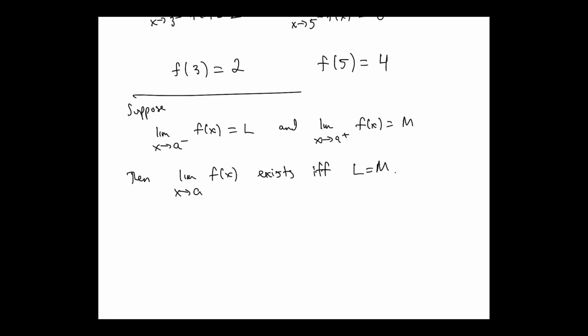Okay, so the way I like to think of that is that I'm coming from both the left and the right simultaneously, right? Under what conditions does the limit exist? Only if the left-hand limit and the right-hand limit individually exist and equal the same number.